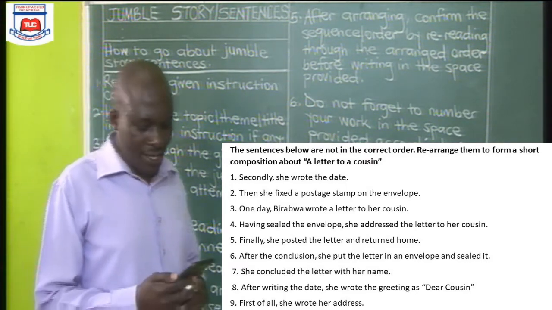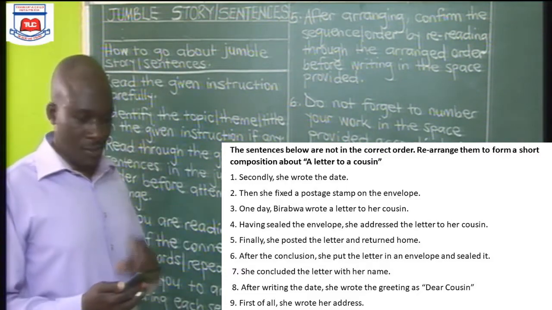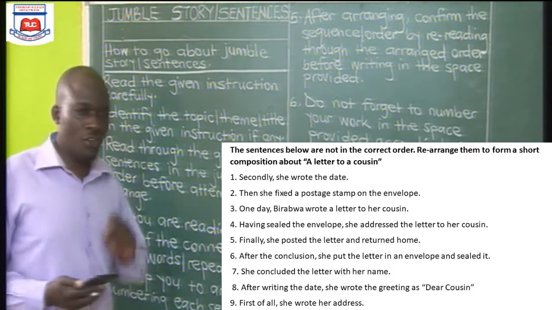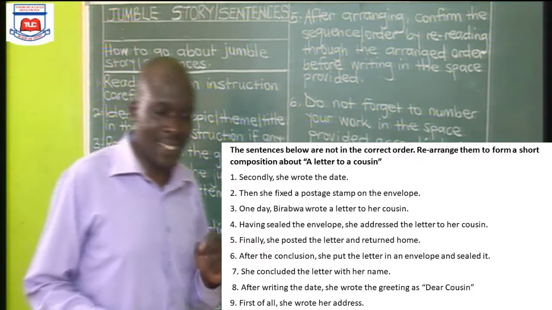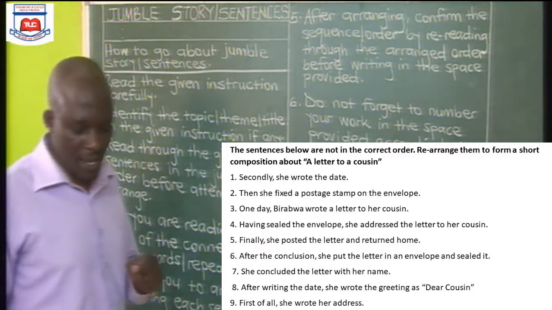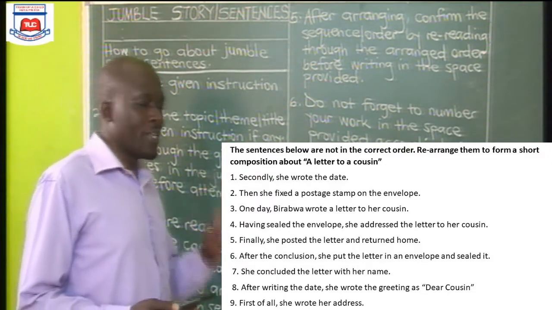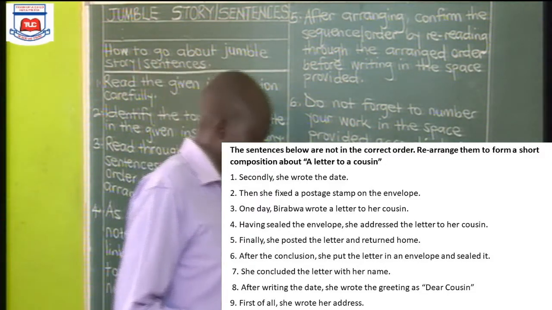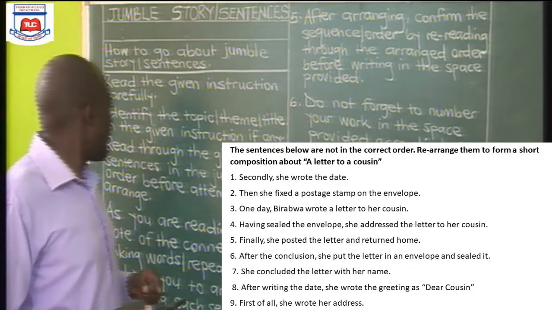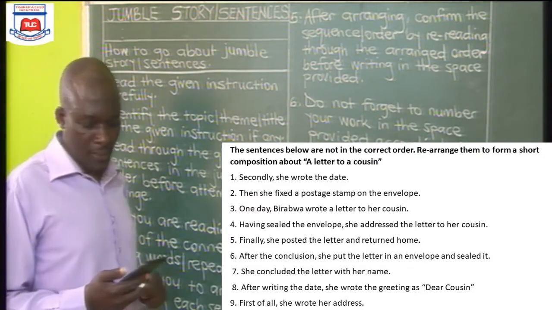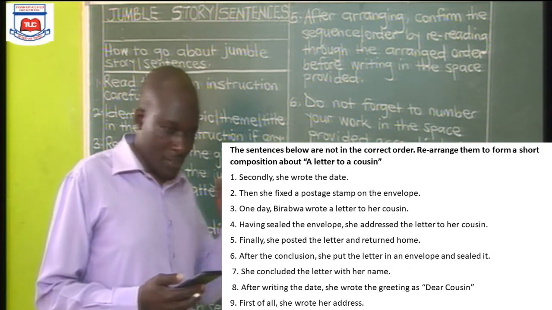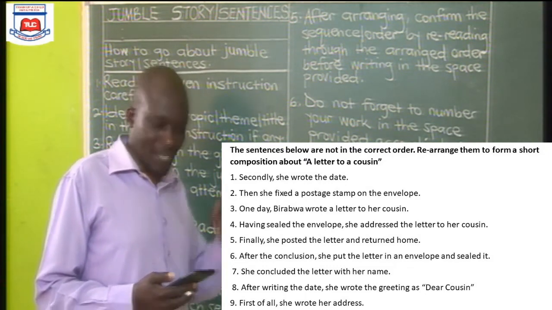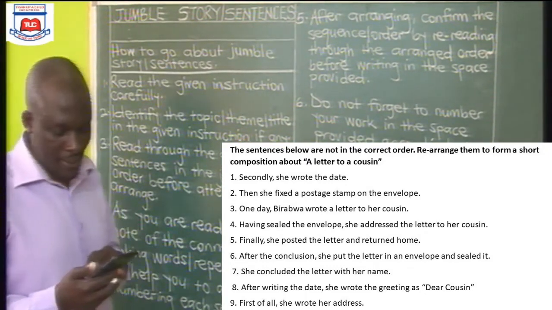Secondly, she wrote the date. As you're reading through these jumbled sentences, make sure you are looking for the introductory sentence. You must be able to identify which sentence is coming first. So we are reading through the jumbled sentences. Secondly, she wrote the date. You must be knowing why secondly has been mentioned. Firstly must be somewhere, or first.